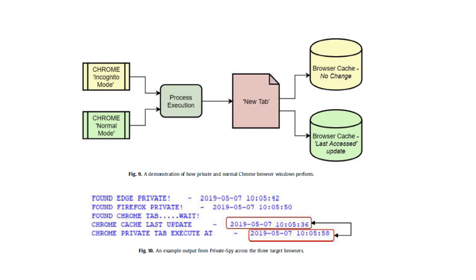Here we can see that for Chrome incognito mode there has been no change in browser cache, whereas for Chrome normal mode there has been a change in browser cache. Also, in the second figure we can see the time difference between the last update for Google Chrome's cache and the event for new tab creation of Google Chrome.